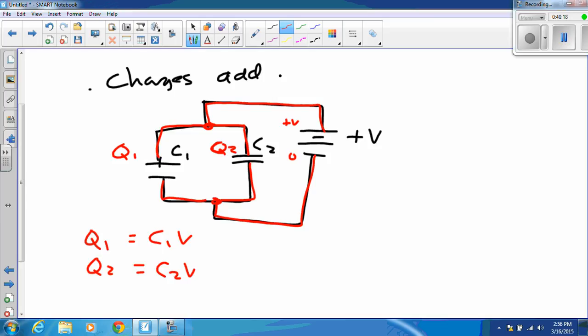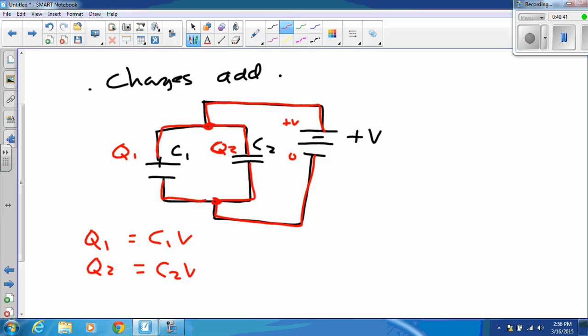Now, how much total charge is stored? Well, imagine that I pull out one of these capacitors, and it's now charged up, and it has a charge of Q1 on it. And I pull the other capacitor out of the circuit, it's charged up, and it's got a charge of Q2 on it. How much total charge do I have stored in these two? Q1 plus Q2. That's it.